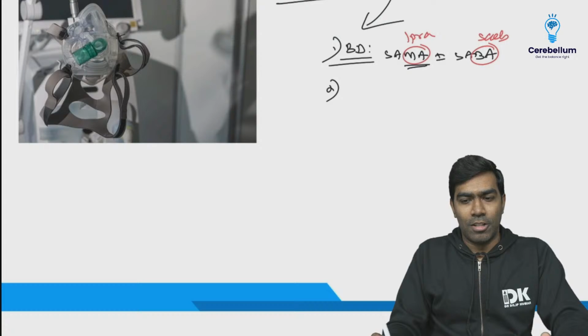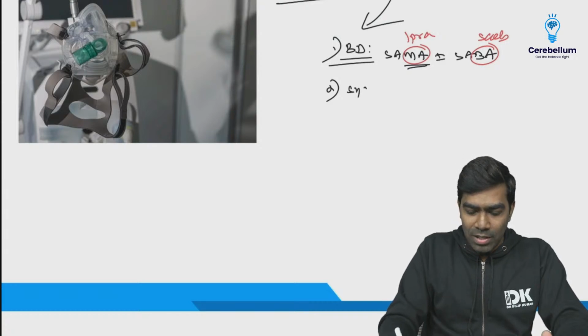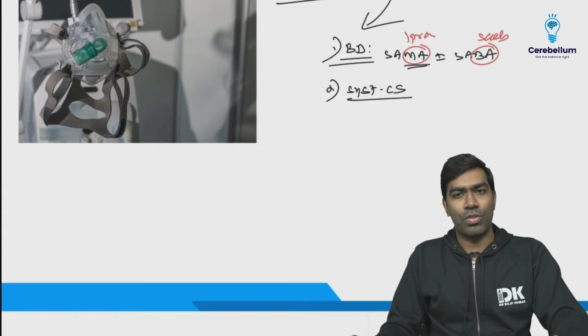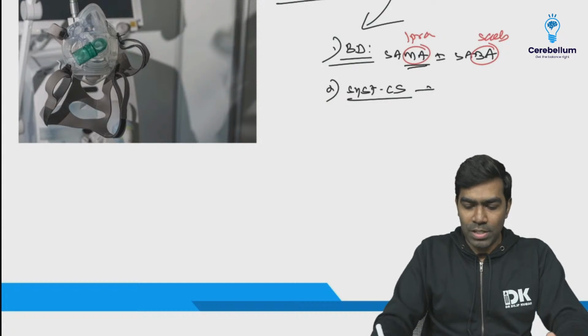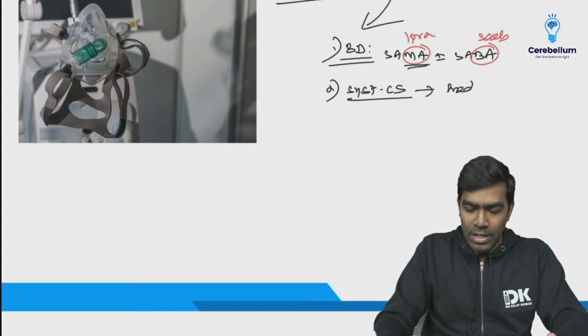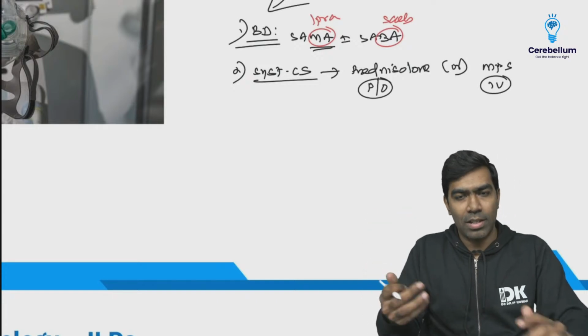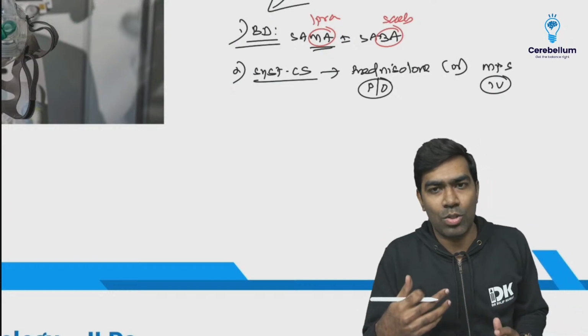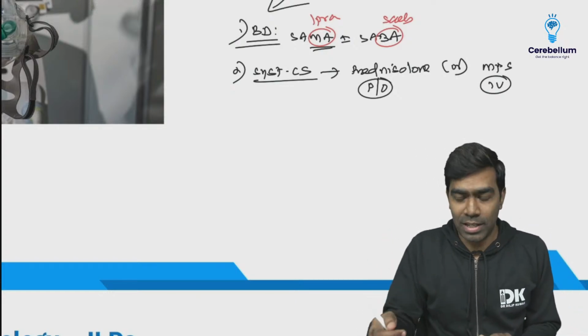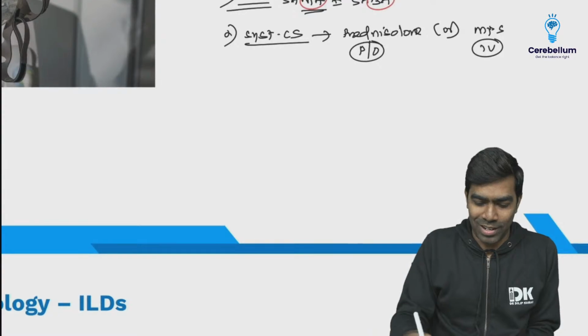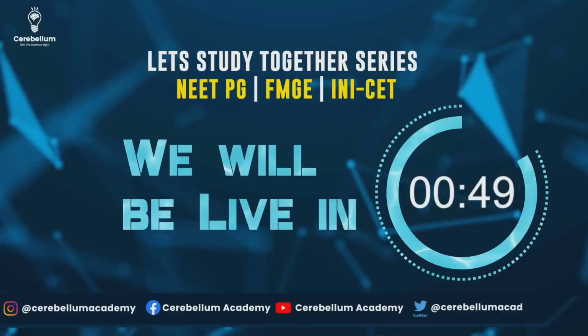Second, you have to give systemic corticosteroids. Systemic corticosteroids means you can use either oral prednisolone or IV methylprednisolone. If I'm treating on an OPD basis, I can use oral prednisolone. If I'm treating on an IP basis, I can use IV methylprednisolone. Alright. Number 3.